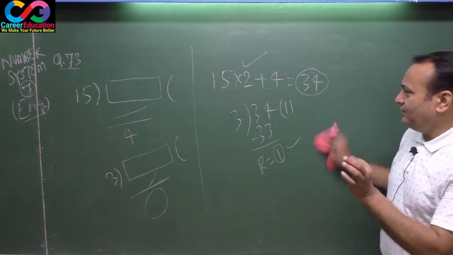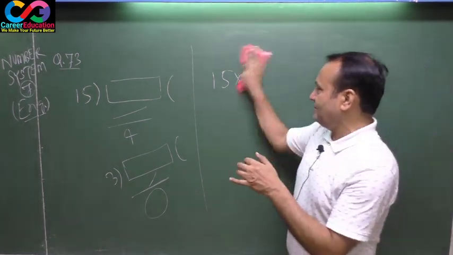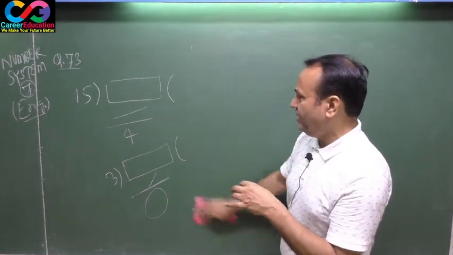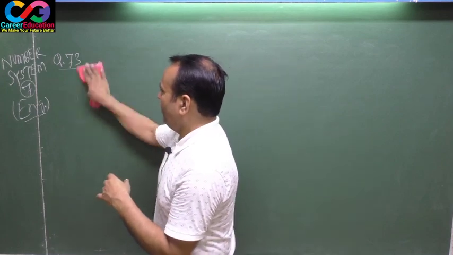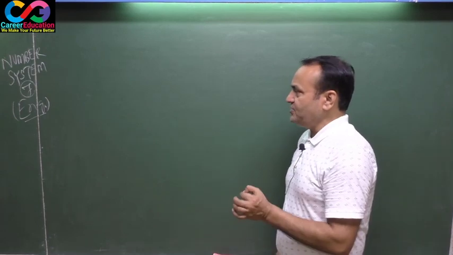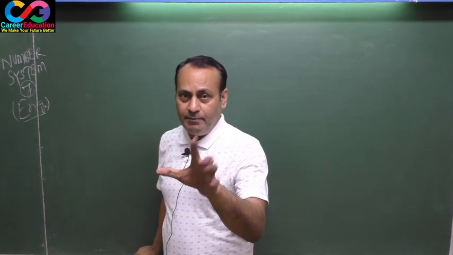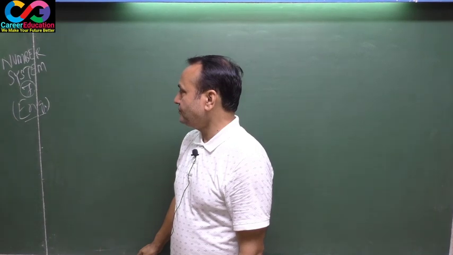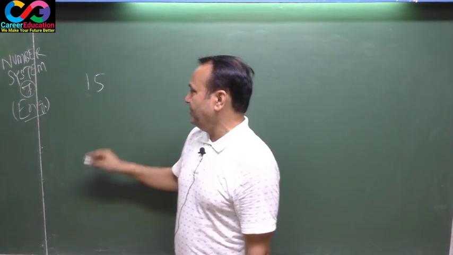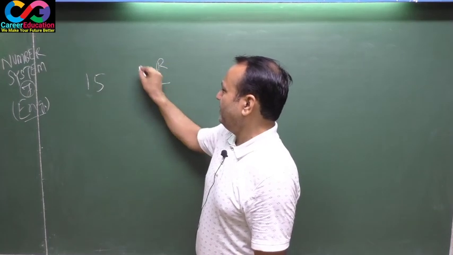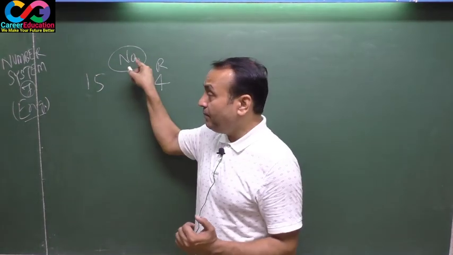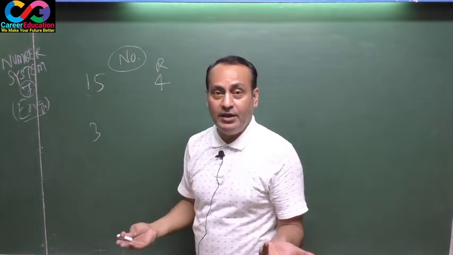Now coming to the technical approach. This was the trick, suppose. Now, what does the technical approach say here? A number is divided by 15, the remainder is 4. The same number is divided by 3, what will be the remainder?